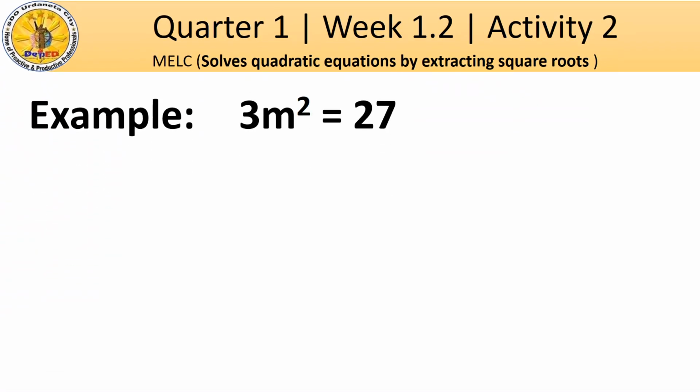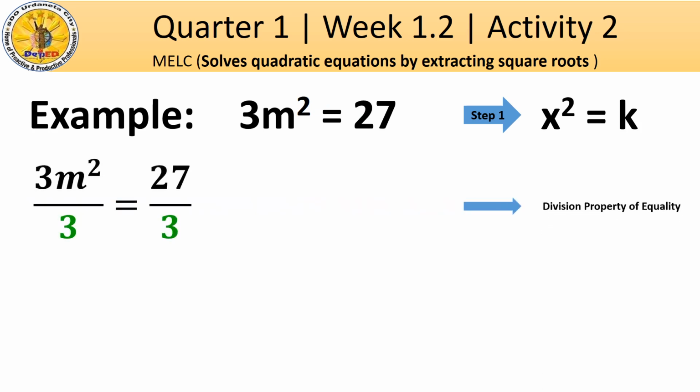Example 2. 3m squared equal to 27. To transform this equation into x squared equal to k, we simply need to remove the coefficient of the variable m. And to make it happen, we will perform division property of equality. We will divide the two sides of the equation by 3. So 3 will be cancelled out. On the other side, 27 divided by 3 is equal to 9. So this will become m squared equal to 9.